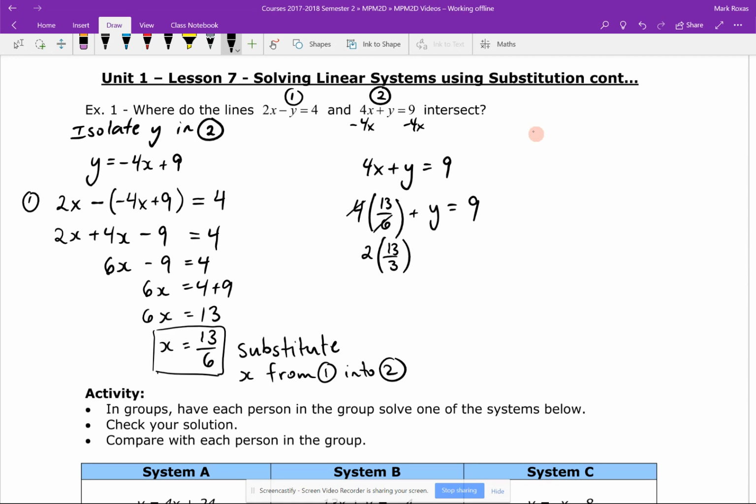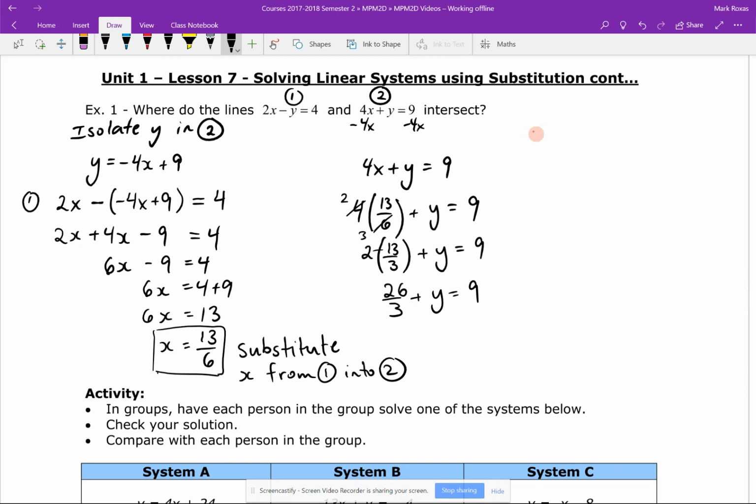So 2 times 13 over 3. This is how it's working. So this becomes a 2, and that becomes a 3. Okay, so 2 times 13 over 3 plus y equals 9. And if I try to simplify this, 2 times 13 is 26 over 3 plus y equals 9. Now how do I solve for y? Well, if you use a calculator, it becomes very trivial. But if you use fractions, you're going to have to do some conversions here.